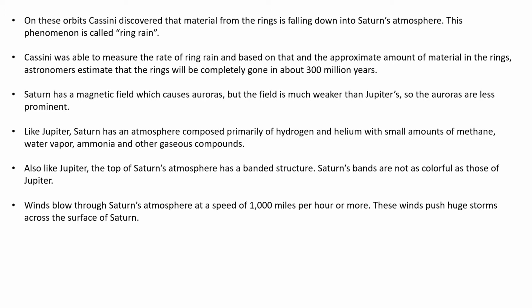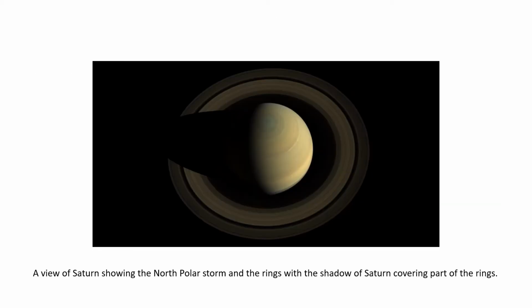As we mentioned before, the winds in Saturn's upper atmosphere blow at about 1,000 miles an hour. Those winds push huge storms across the surface of Saturn. Here's a view of Saturn showing the North Pole and the rings, and notice that the shadow of Saturn actually covers part of the ring. So the sun is shining in from the right, and the resulting shadow blocks off part of the rings.